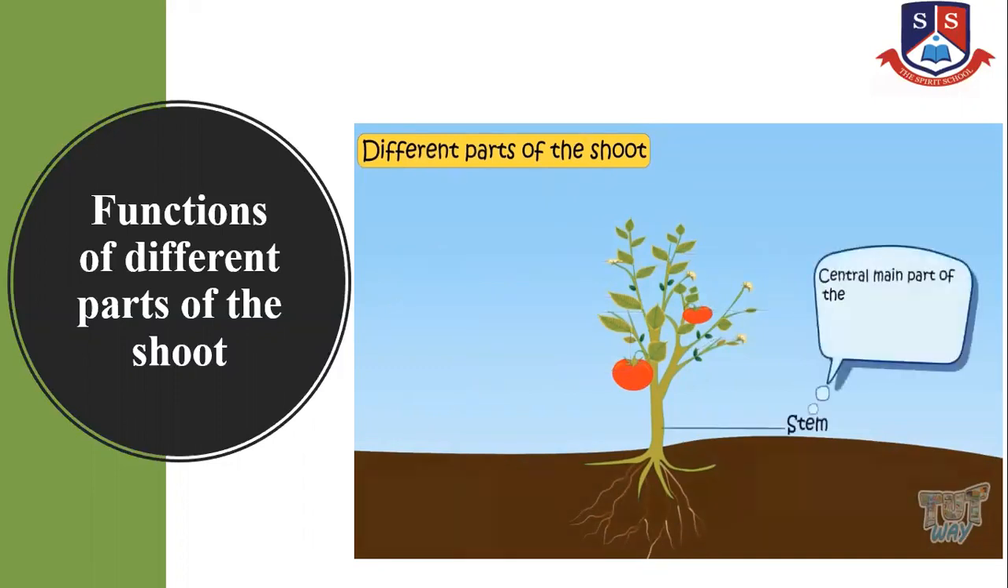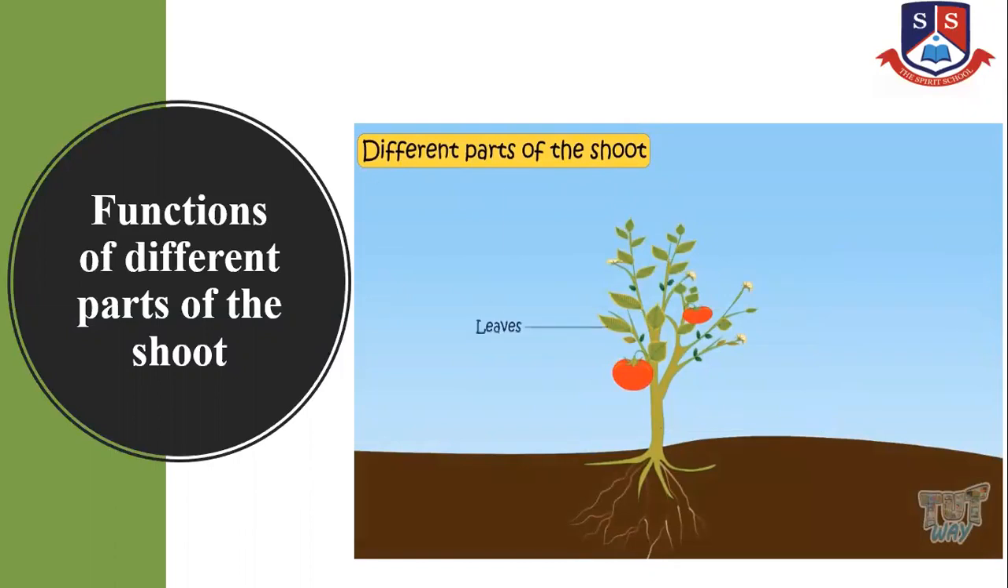Stem is the central main part of the plant. It holds the plant upright. Leaves prepare food for the plant with the process of photosynthesis. And leaves are also called the food factory of plants.